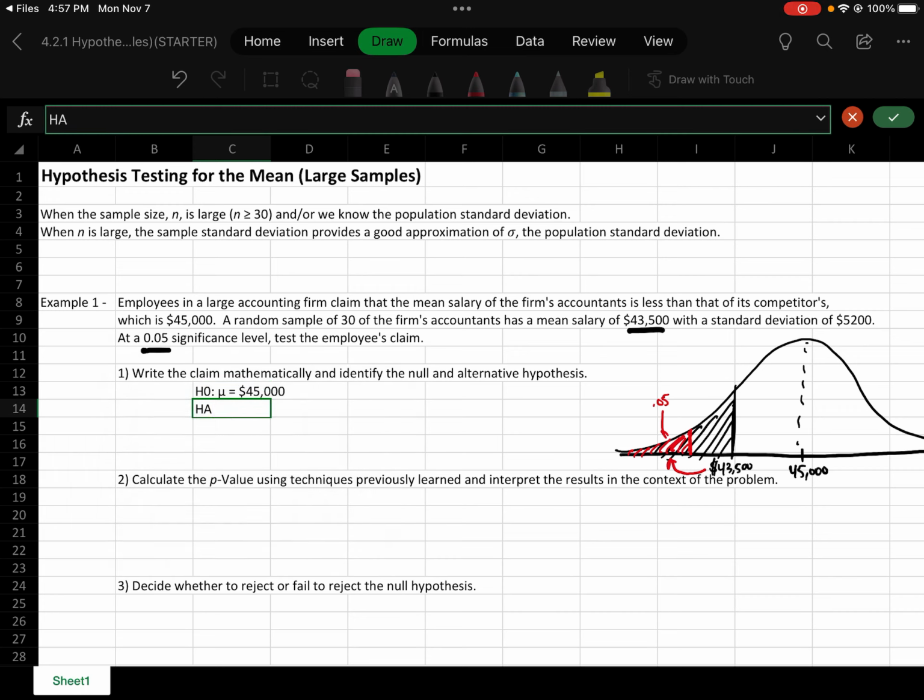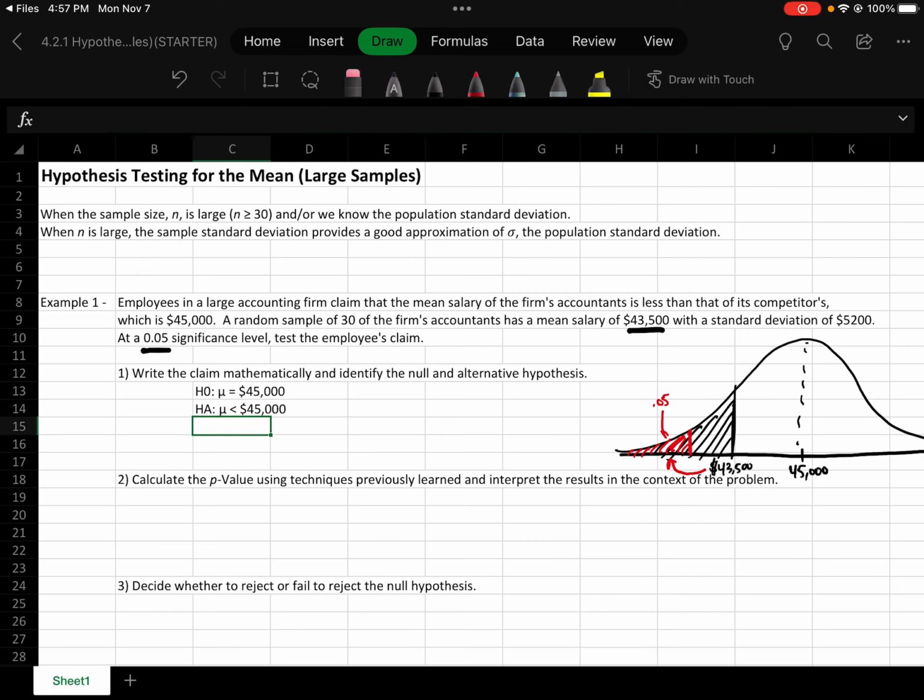The alternative hypothesis, the claim that's being launched here, the claim by the employee is that, you know what, we're not making that much money. So we're making less than $45,000. So that is the mathematical way to identify the null and alternative hypotheses, which you've already done in the previous problem set.